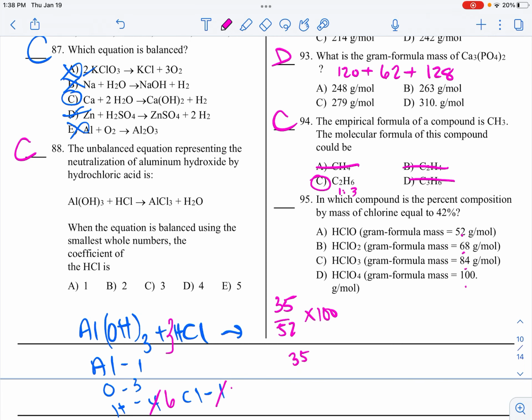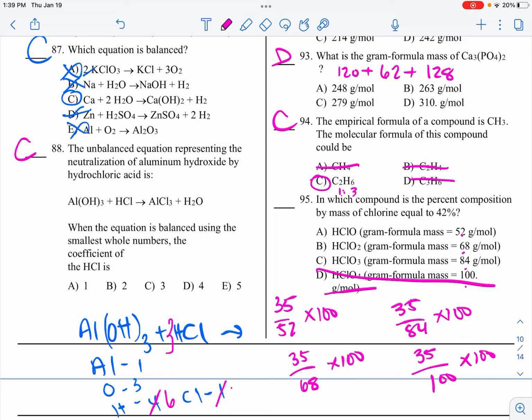That's 35%, so less than half. 35 over 52 times 100. Well, that's more than half. 35 over 84, that's 42%. Yeah, it's choice C.